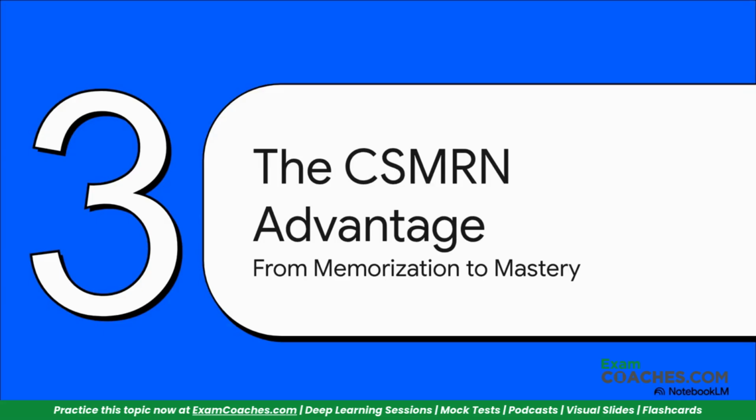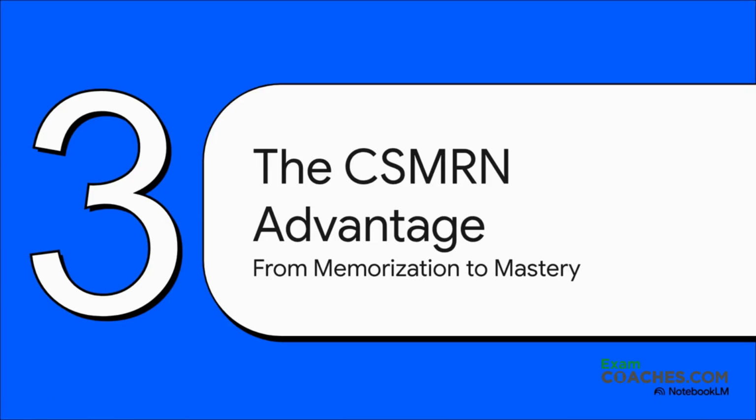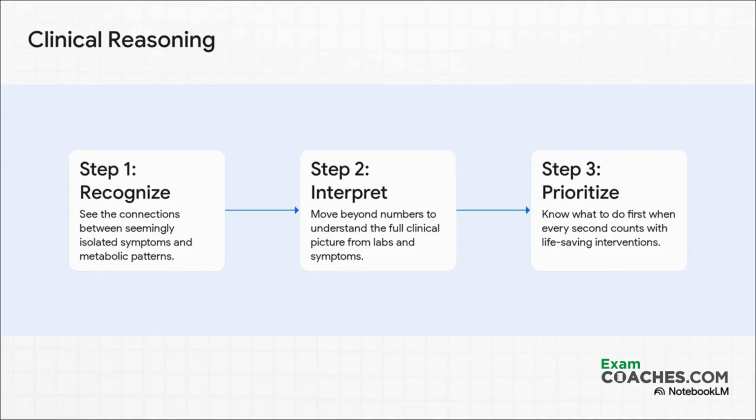So what does this all boil down to? This is the core advantage of the CSMRN approach. It's a system that's designed to take you from just trying to memorize facts to achieving true clinical mastery. It all comes down to this really powerful three-step formula. First, you learn to recognize the metabolic patterns, like the fruity breath in DKA or the muscle twitching with low calcium. Second, you interpret what all those clues mean when you put them together. And finally, and this is the most important part, that clarity lets you prioritize the interventions that are going to save a life. This is the kind of thinking that helps you crush your exams and excel at the bedside.